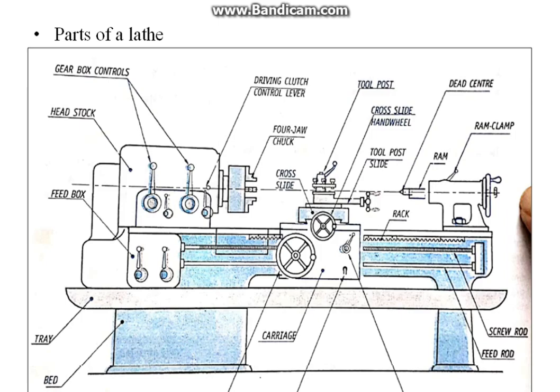Second important part is headstock. It is mounted at the left end of the lathe bed. It contains gears or pulleys by means of which the workpiece can be rotated at different speeds.